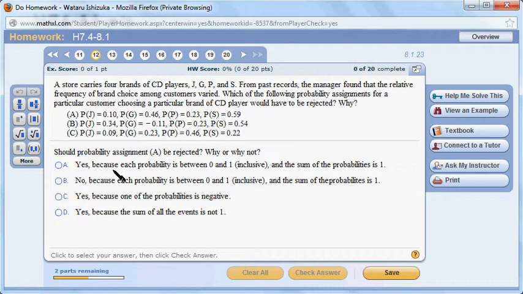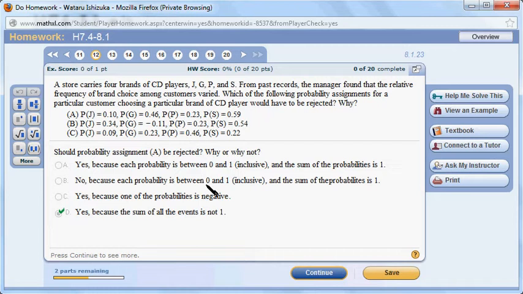So yes, because each probability is okay, between 0 and 1, but the sum of the probabilities is not. The other options, yes because one of the probabilities is negative, or no because the sum of all is not equal to 1. This is the reason why this should be rejected, because the sum of all the probabilities is just too big. So check that. We got part A.